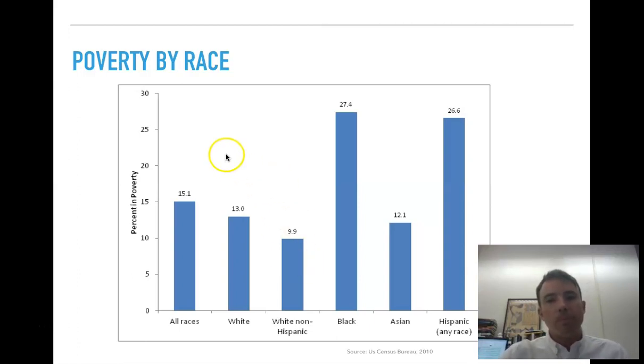So this data is showing us poverty rates within racial groups. So among white non-Hispanics, the poverty rate is 9.9%. Among African Americans, the poverty rate is 27.4%. So we're seeing once again this kind of trend showing economic disparities between racial groups in the United States.